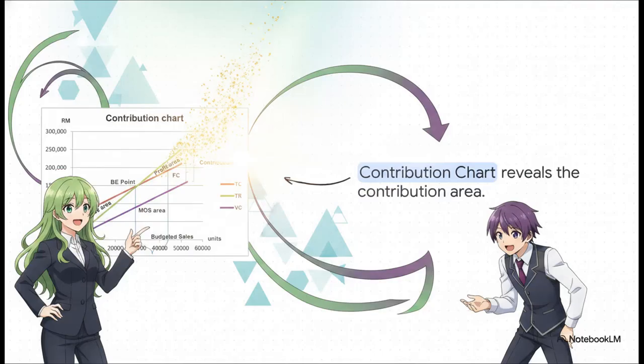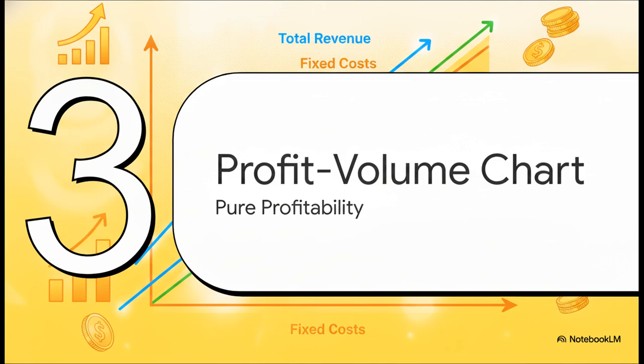But by making that one tiny swap, we immediately unlock this beautiful space between the total revenue line and the variable cost line. And that space? That is our total contribution. This is a total game changer because we can visually read our contribution margin instantly just by looking at the gap between those lines.